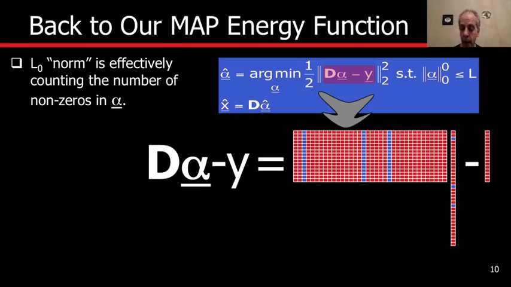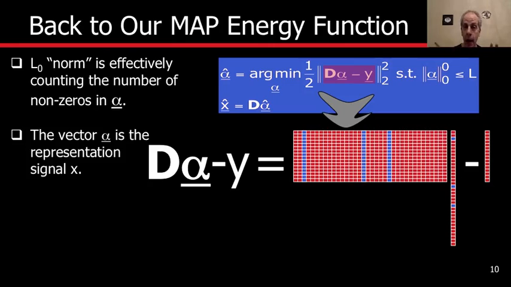We're only allowed to pick alpha that has at most L non-zeros, which means that we are going to be approximating y by a linear combination of at most L columns of D. And from now on, the representation is given by alpha. Instead of X, we use alpha. And if we want to recover the signal, we basically multiply by D.